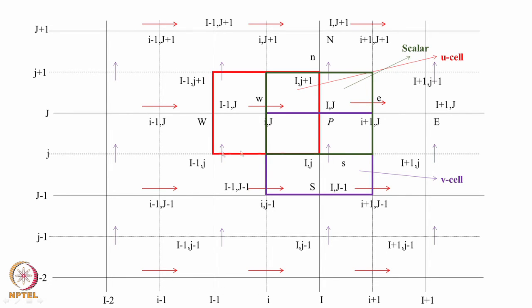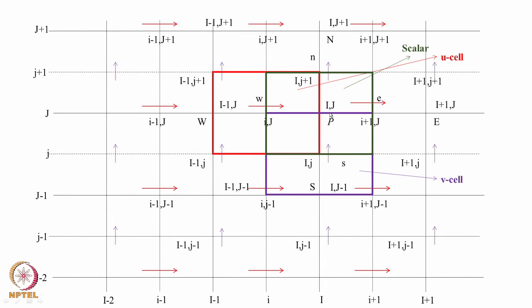U velocity sits between 2 vertical lines as shown here. Now, if you go in the j direction, capital J is used, and the next thick horizontal line is marked as J plus 1. Similarly, the adjacent thick horizontal line is marked as J minus 1, and small case letters, for example small j, refer to the dashed horizontal lines. Similarly, for j plus 1 and j minus 1.